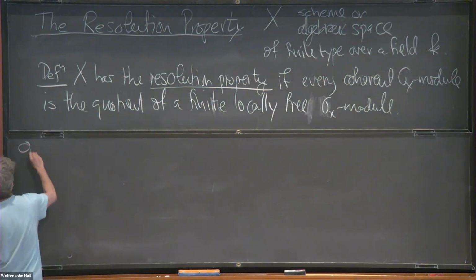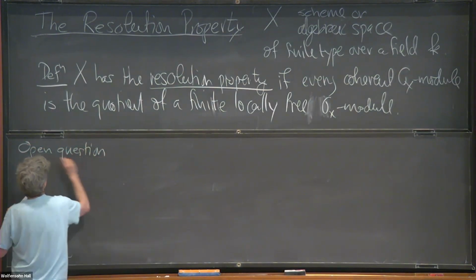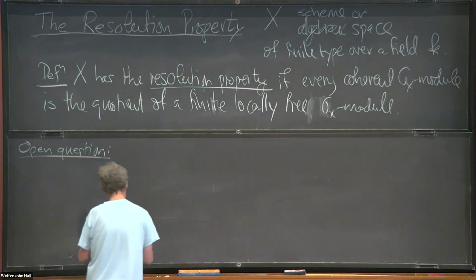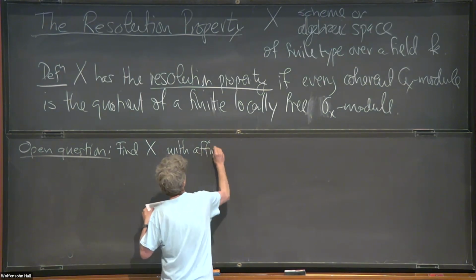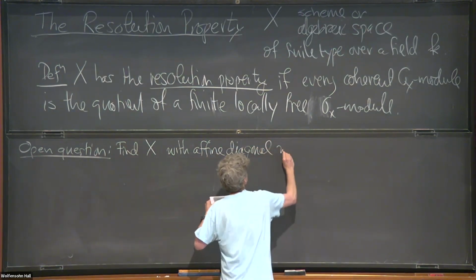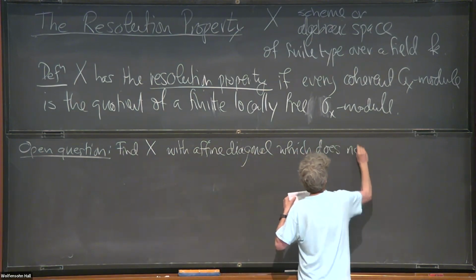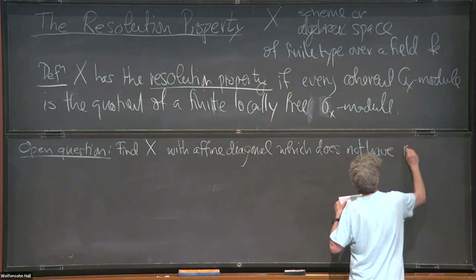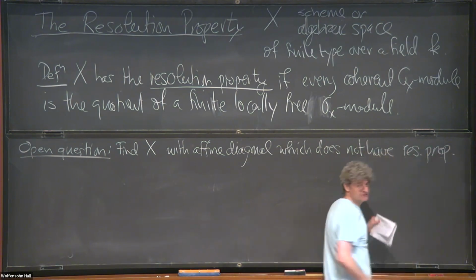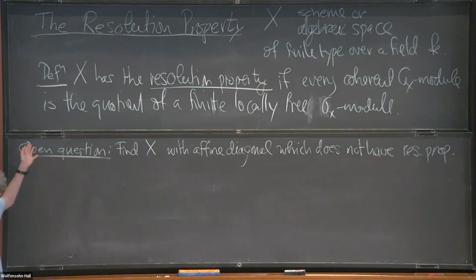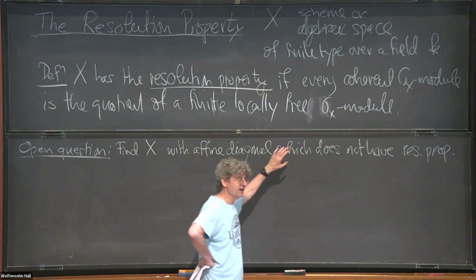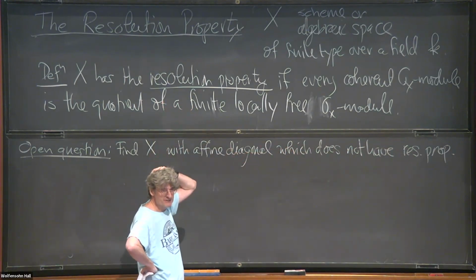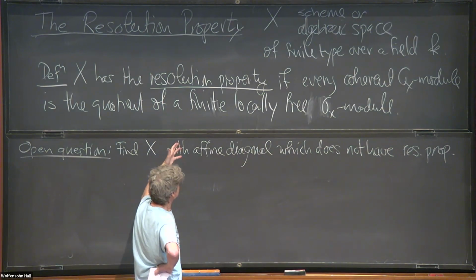So, open question: find X which does not have the resolution property. I say it this way because I suspect there are such X's. What I should say is that if X is an algebraic stack, then there are examples. And if X does not have affine diagonal, then it of course does not have the resolution property. And that's a famous example.